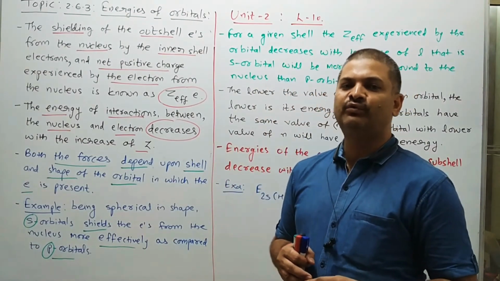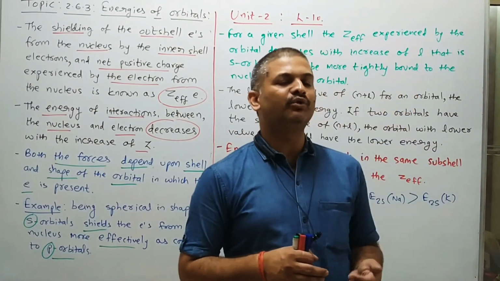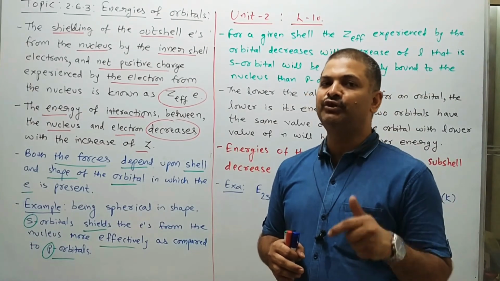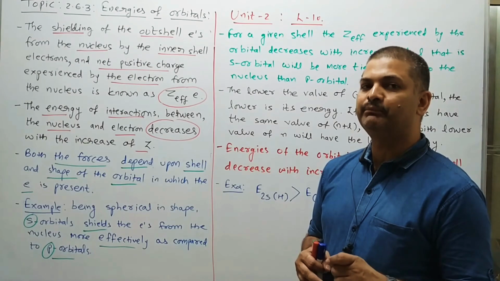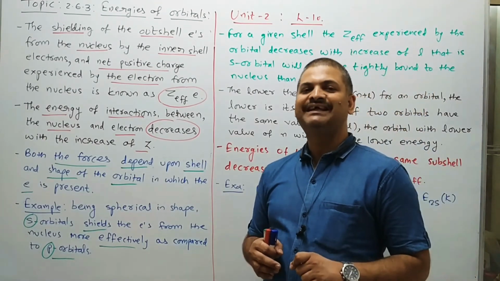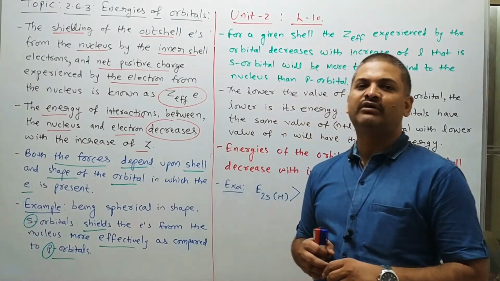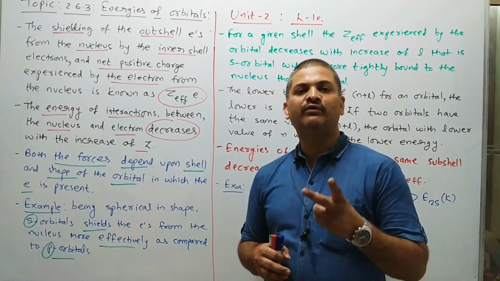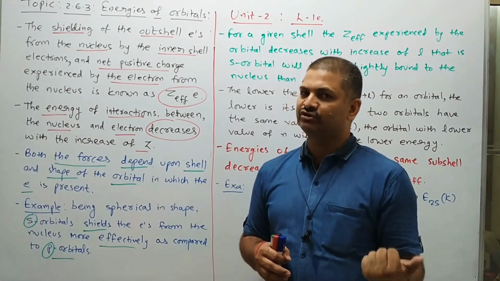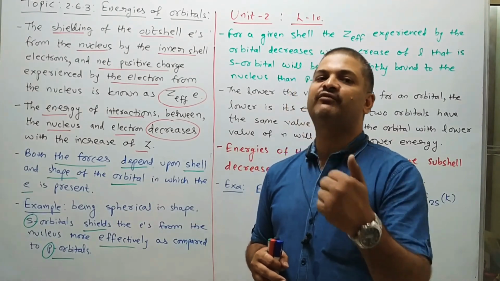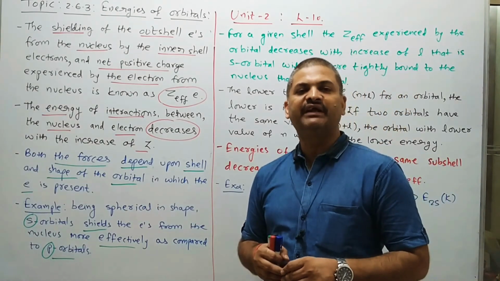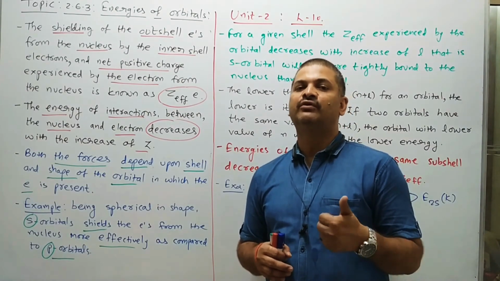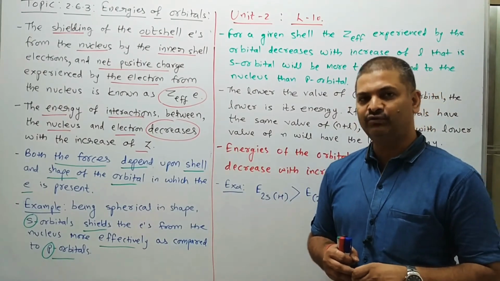Suppose you are interested to remove an electron from the K shell, then you have to supply more amount of force because the distance between the nucleus and the K shell will be minimum. The distance between the nucleus and the K shell, related to the s orbital, will be minimum. Now suppose you are interested to remove an electron from the 2s orbital. See, 1s is close to the nucleus, 2s is far away from the nucleus. Or in another way we can say that the distance of the 2s orbital is more as compared to the 1s orbital.